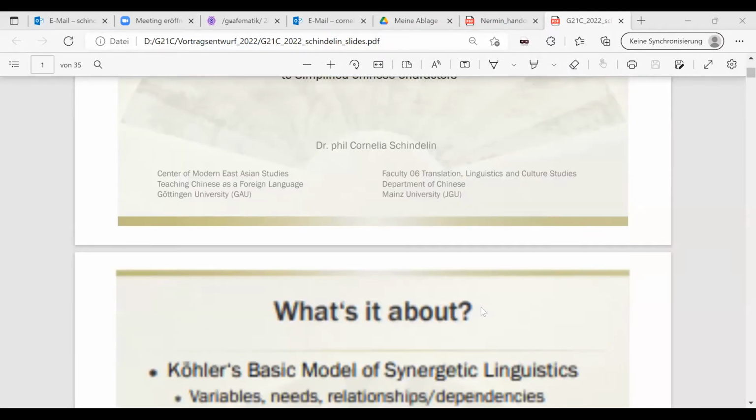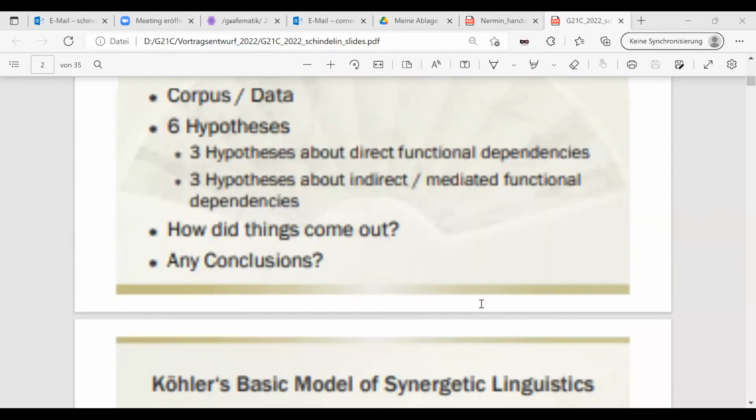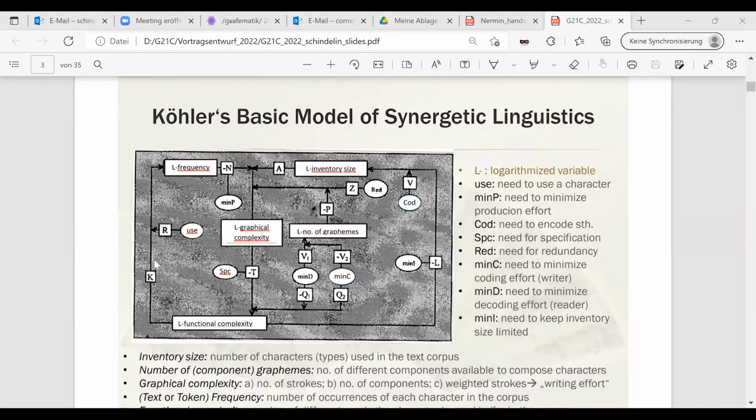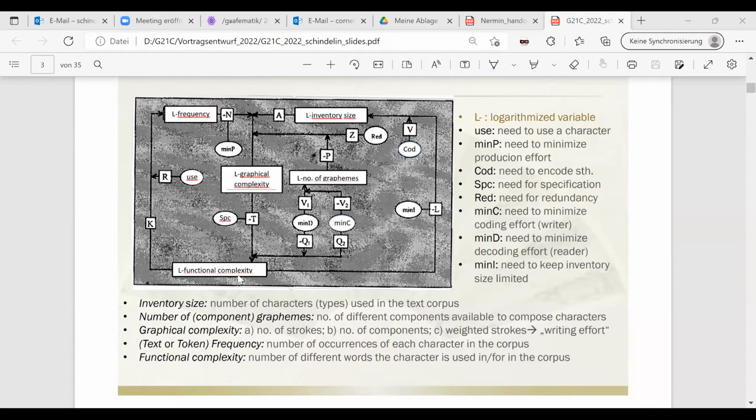So this is the model I was talking about. Can you see my cursor anyway? Yes. Okay, very good. We will be mainly concerned about the left part, which I'm trying to circle right now, as there are quantities taken from the corpus here.